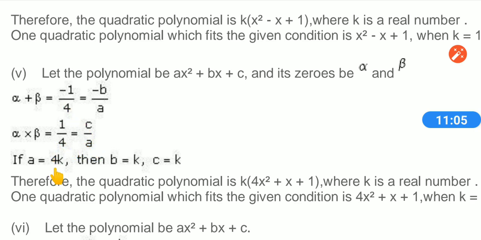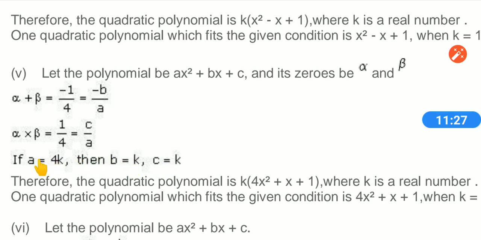So a is a multiple of 4, means 4k. So minus b means minus 1. Minus minus cancelled out. In the place of b you are having 1. So b is a multiple of 1, means 1 into k means k. In the place of c you are having 1. Okay children. So c is a multiple of 1, means 1 into k. So a means 4k, b means k, c means k.